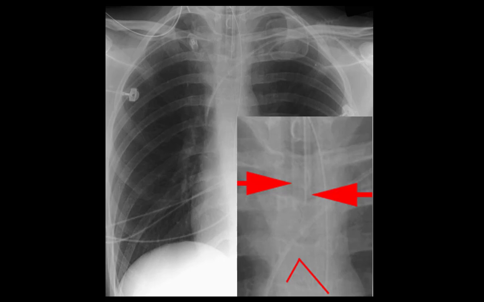So in this chest X-ray, this is the magnified image. You can see this is the carina, the double lines are the endotracheal tube, and this distance from the tip to the carina has to be between 2 to 5 centimeters.